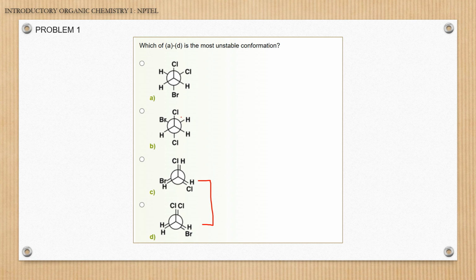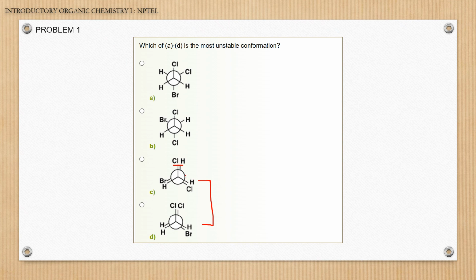Because these two are staggered, they are more stable than the eclipsed conformations. So now we have to worry about these two eclipsed conformations and find which is more unstable. As you can see, you have to consider two types of strain: first is torsional strain and second is steric strain. Torsional strain is present very much in both of these, right? But here you have to worry about the steric strain.